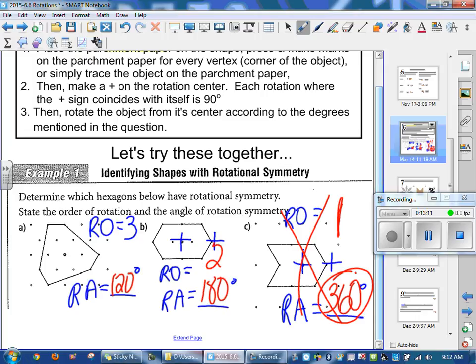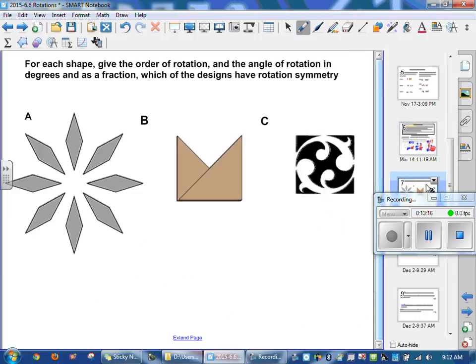Try those 3. Same thing, try those 3. Put a dot in the middle, put a plus sign. You need more? Okay, I'll bring you some more parchment paper for sure. Put plus signs on them. Try and find the middle. Put a plus sign on it. Plus sign on one of the vertices, so you know where it started. I'll give you a minute to do that.